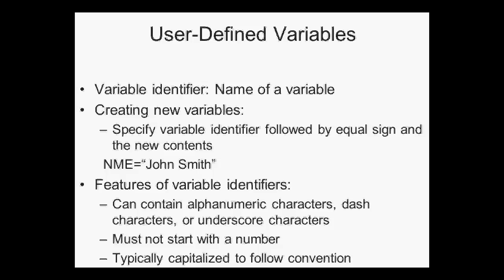A variable has an identifier. The identifier is actually the name of that variable. When we create a variable, we just simply list that identifier, the equal sign, and then the contents of that variable. For instance, on the screen we see there's a variable being made named NME, the identifier being NME. It is equal to the characters inside of those quotation marks.